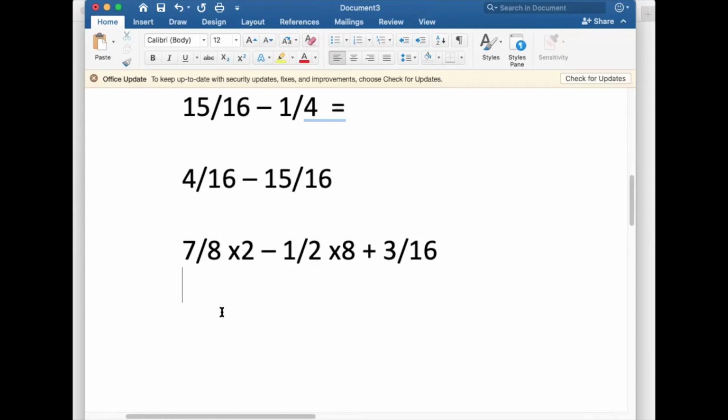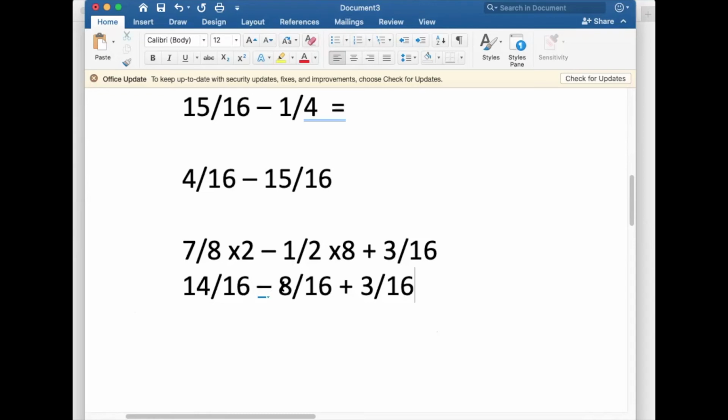So 7 times 2 is 14. 8 times 2 is 16. Keep the subtraction sign. And we're going to take 8 times 1 is 8, and 2 times 8 is 16. Plus 3/16. So now that we have the same denominator, we can simply do our math.